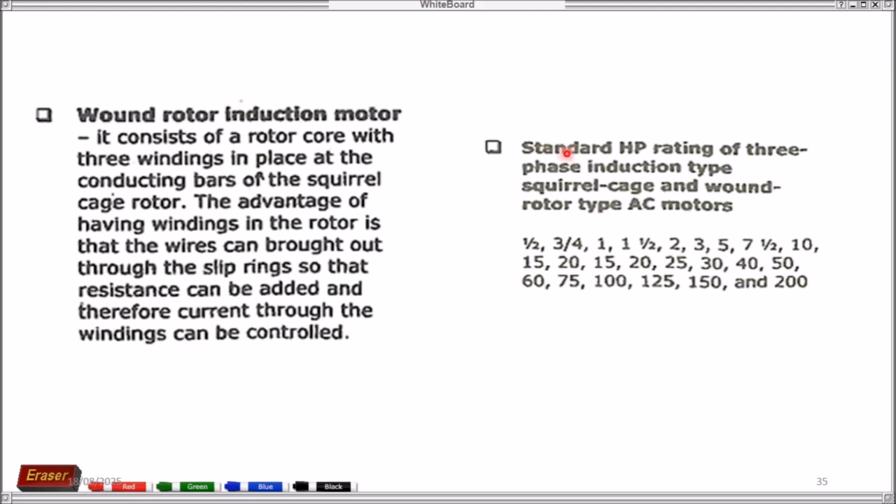Okay. Then the standard HP for these motors, yung wound rotor at squirrel cage 3-phase motors. So we have the smallest size is 1/2, habang pinakamalaki naman is 200.